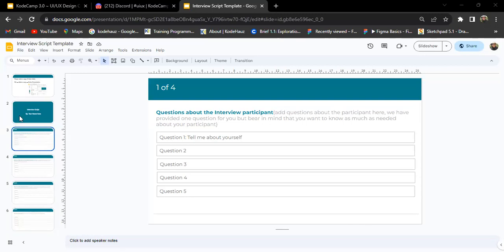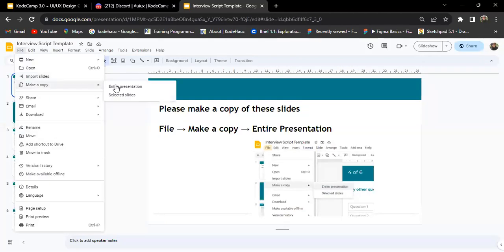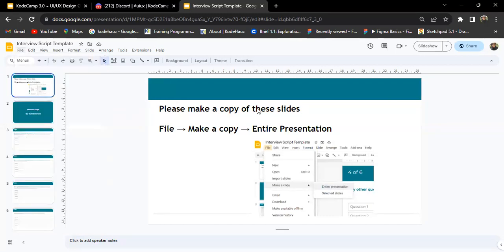So yes, this is an example of an interview script. Now, when you get this link, because like I said, it's going to be part of your task, this is the instruction you're going to follow. Okay, the first thing you want to do is click on file here, then make a copy of the entire presentation. You already have the instructions here on the first slide.